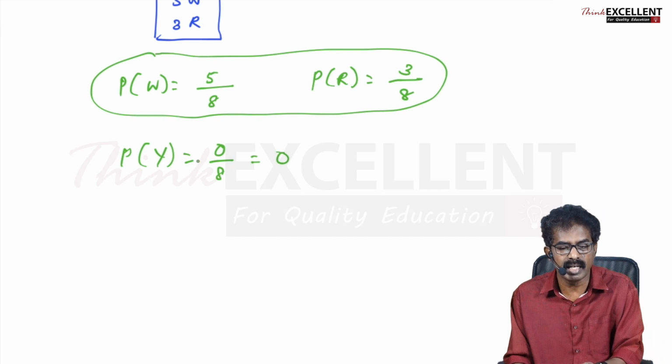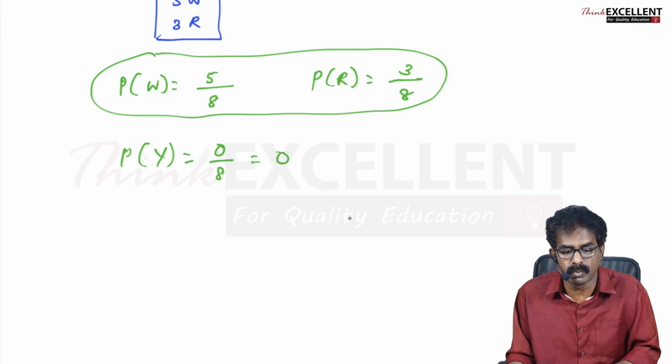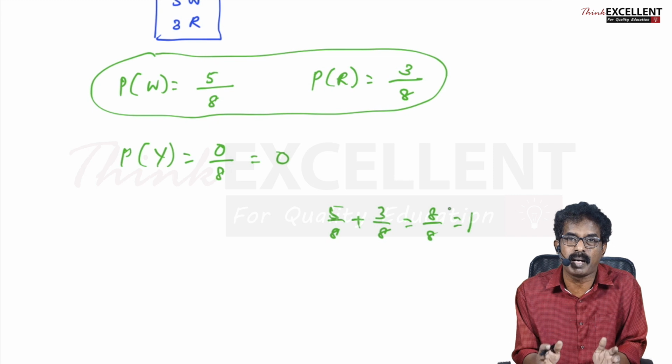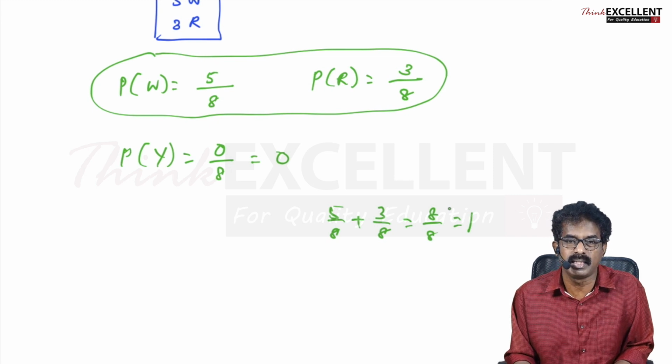Only these two types of balls you have, white and red. If you add the probabilities, 5 by 8 plus 3 by 8, what is it? Your answer is 8 by 8. It is 1. So total probability is 1. Okay.